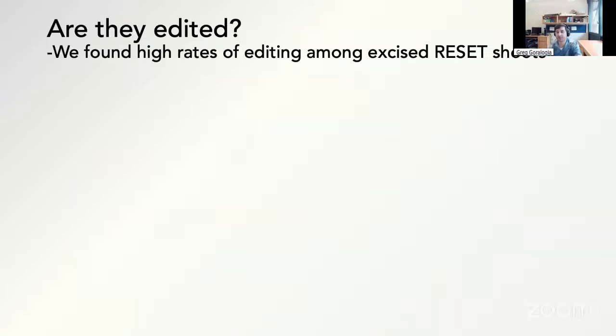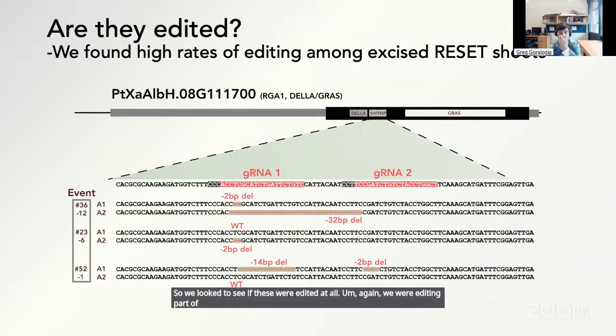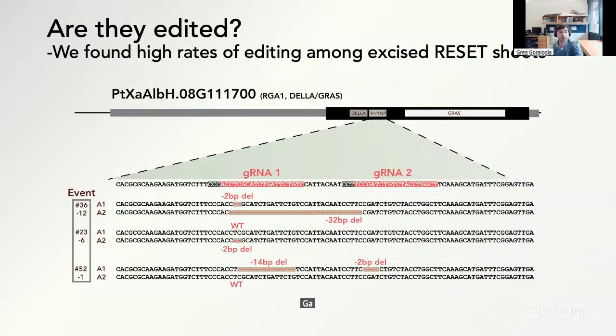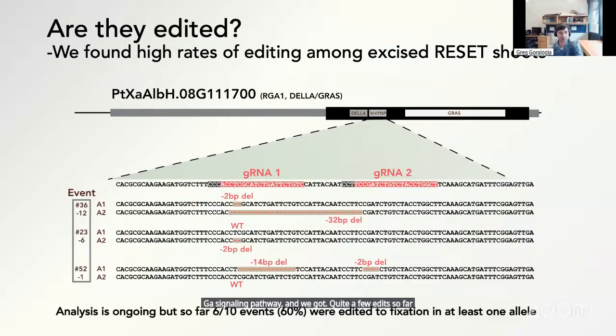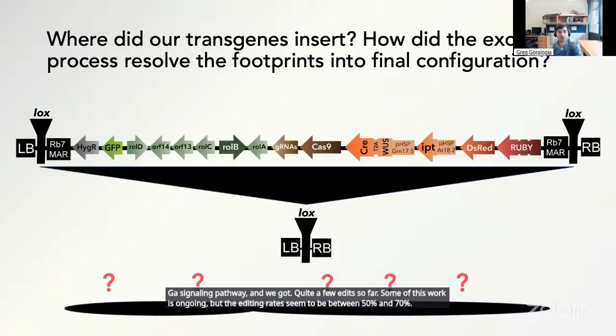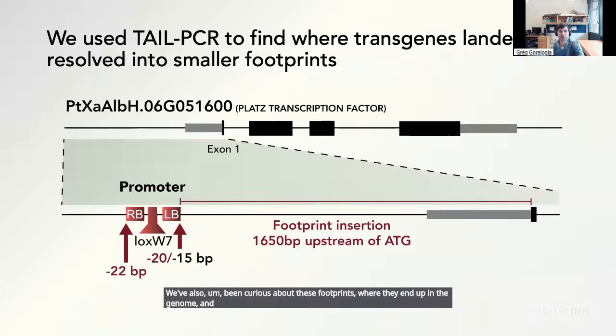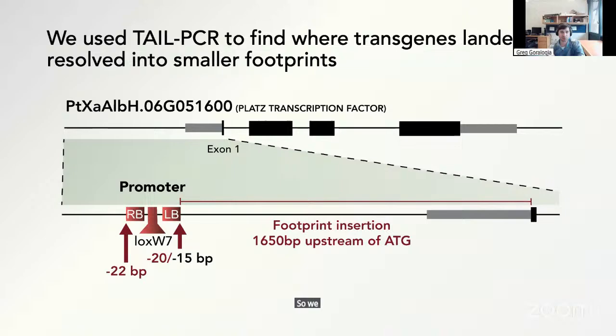So we looked to see if these were edited at all. Again, we were editing part of the GA signaling pathway, and we got quite a few edits so far. Some of this work is ongoing, but the editing rates seem to be between 50 and 70%. We've also been curious about these footprints, where they end up in the genome and what happens after excision. So we've used TAIL-PCR and now completed whole genome sequencing on some of these events.